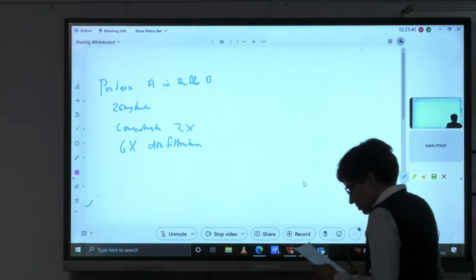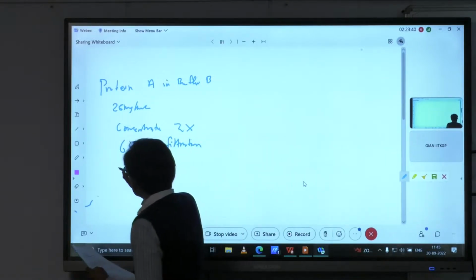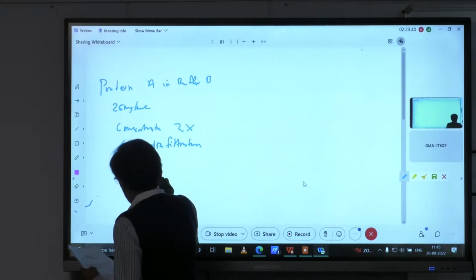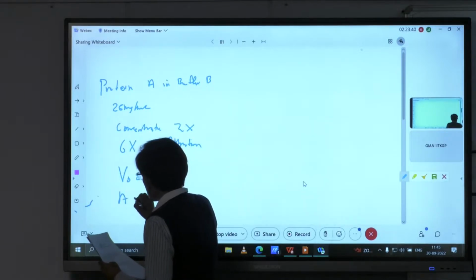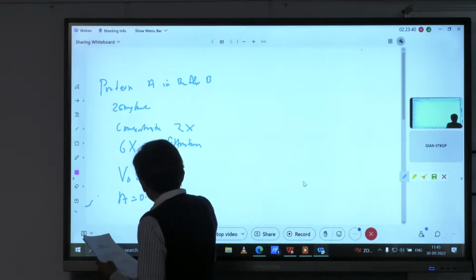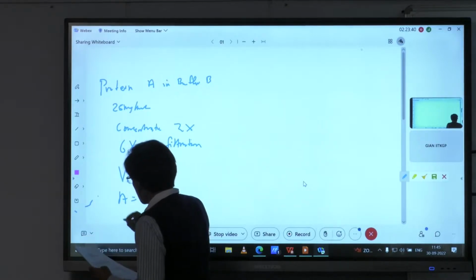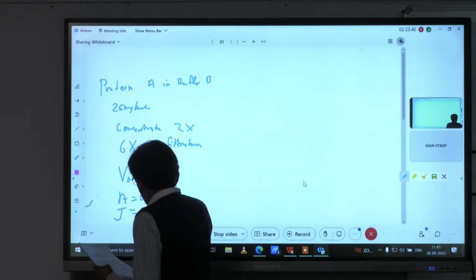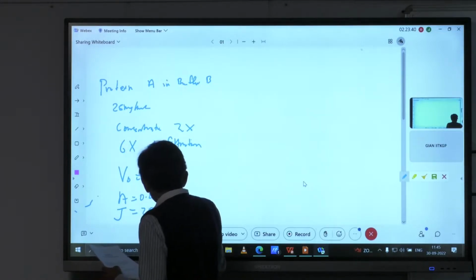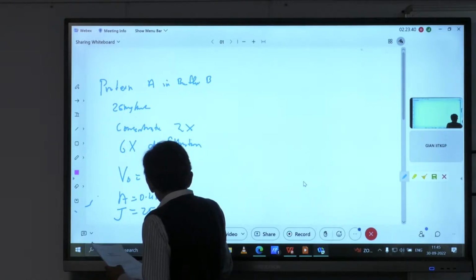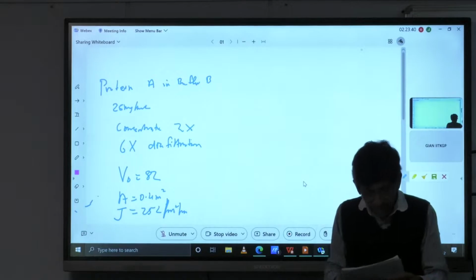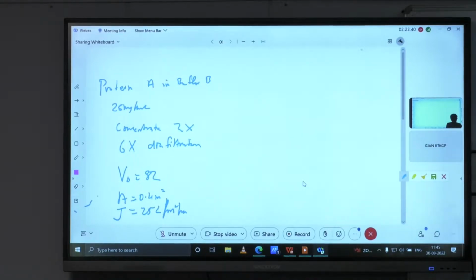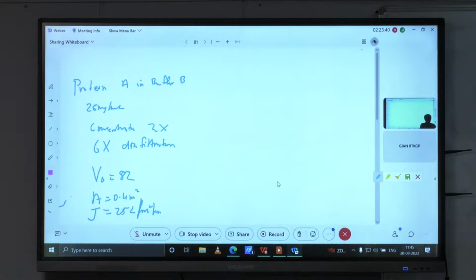The initial volume of the protein solution is 8 liters. So initially, V naught equals 8 liters. You may assume the membrane surface area A is equal to 0.4 meters squared. And the permeate flux, you're told this, J equals 25 liters per meter squared per hour. Now, you are told it's a constant, so you don't need to worry about changes in flux with concentration. How long will it take to concentrate the protein?